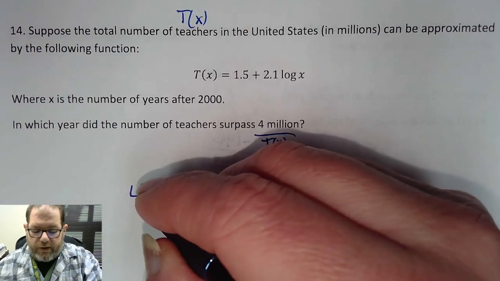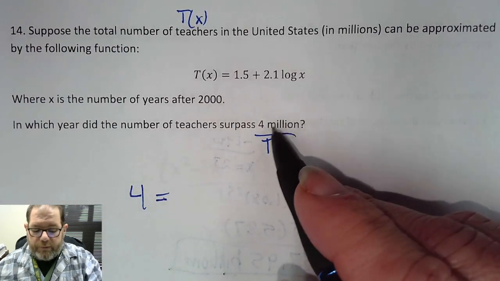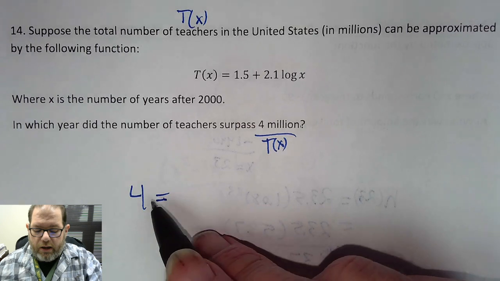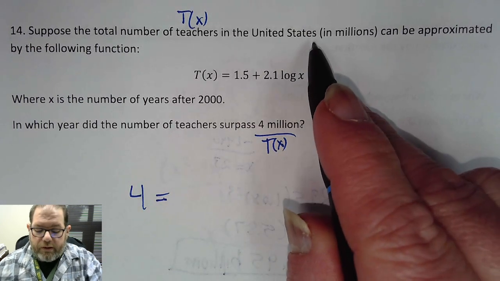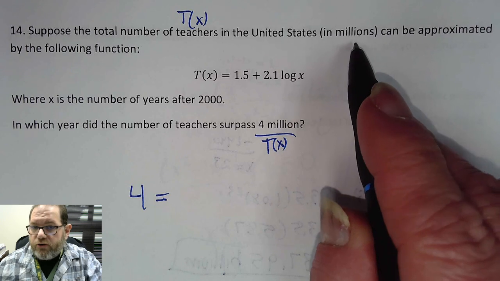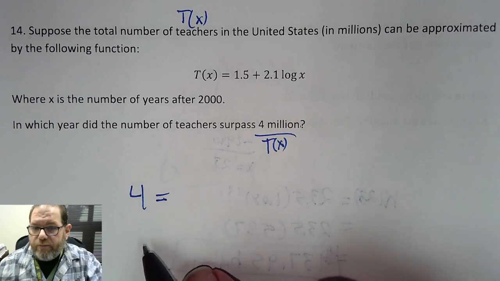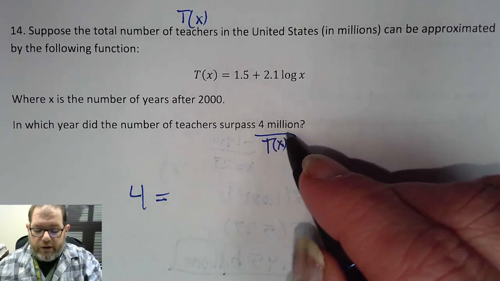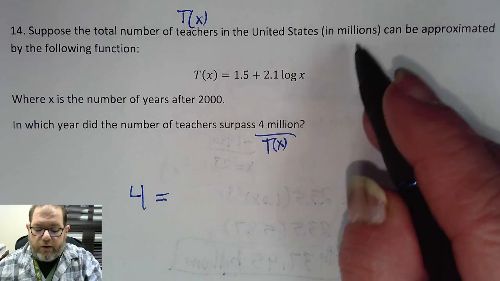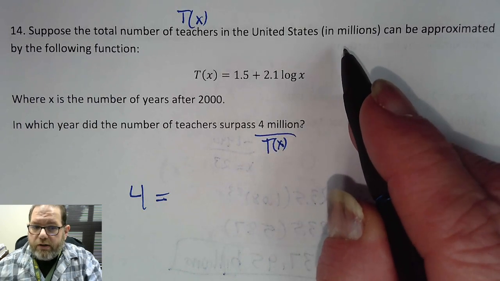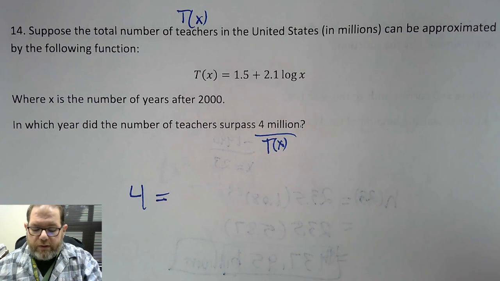Now, the mistake I see a lot of students make is because we see this number 4 million, a lot of students put 4 million over here. But remember that this number is already measured in millions, so we only have to put the 4 there. So we have to be careful that we don't mislead ourselves interpreting that response when the number is already assumed to be in millions.